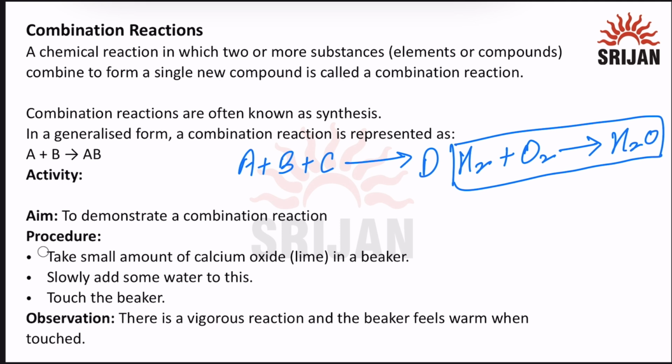Now, let's perform an activity to understand it better. To demonstrate a combination reaction, what can we do? Take a small amount of calcium oxide, which is also called lime, CaO, in a beaker. Slowly add some water to this calcium oxide and then just touch the beaker. What will we observe? There's a vigorous reaction and the beaker feels warm when we touch it. Why does this feel warm? That means a reaction has happened. So calcium oxide has reacted with the water to form the warm product.